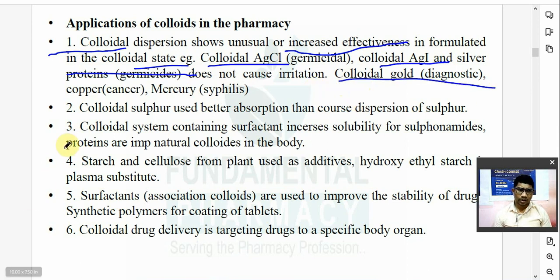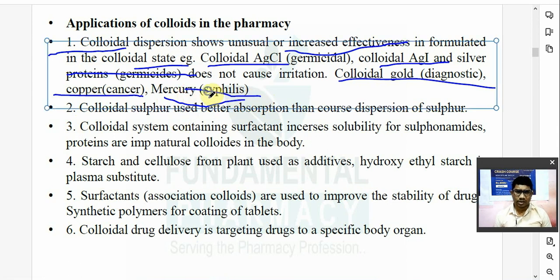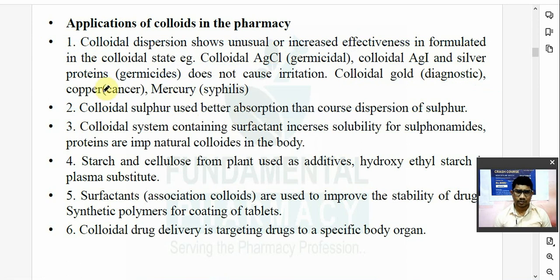Colloidal copper is used in the treatment of cancer. Colloidal dispersion of mercury is used in the treatment of syphilis. Syphilis is an infection that is treated with it. Syphilis is nothing but an STD, a sexually transmitted disease, caused by Treponema pallidum. Remember this; when we see it later, we will discuss it.